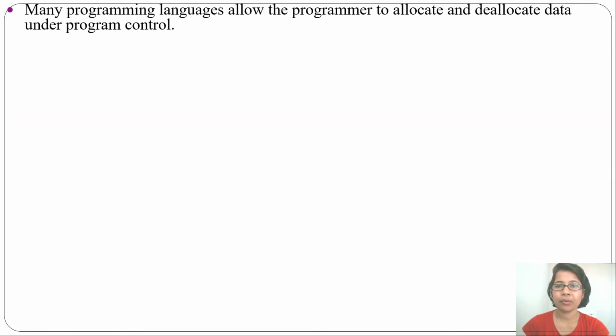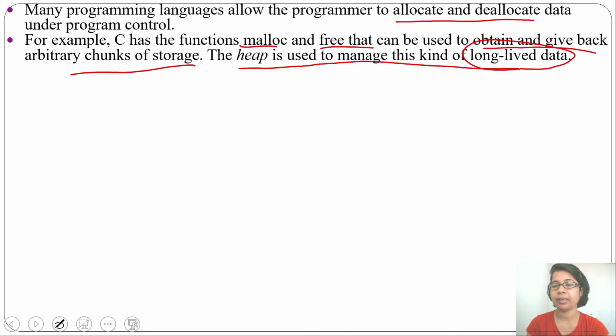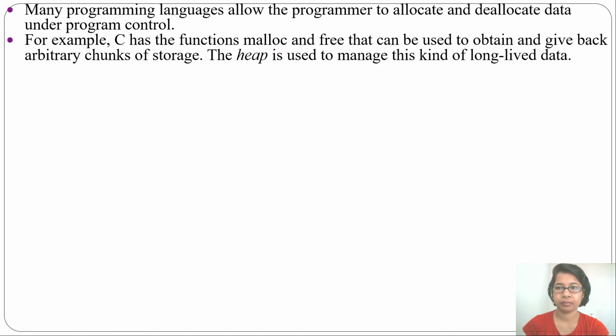Many programming languages allow the programmer to allocate and deallocate data under program control. For example, C has malloc and free that are used to obtain and give back an arbitrary chunk of storage. So the heap is used for managing this kind of long-lived data. Stack is used to store activation records while heap is used to manage this kind of long-lived data.